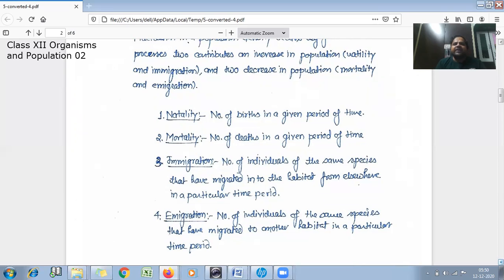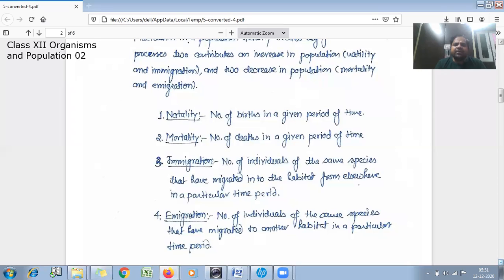Natality is the number of births in a given period of time, and it is additive to the population. The second is mortality. Mortality is the number of deaths in a given period of time, and it causes a decrease in population.